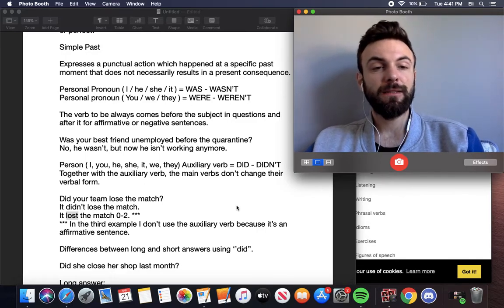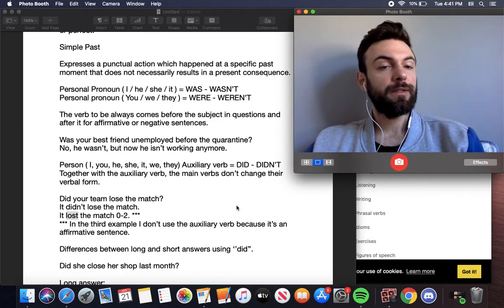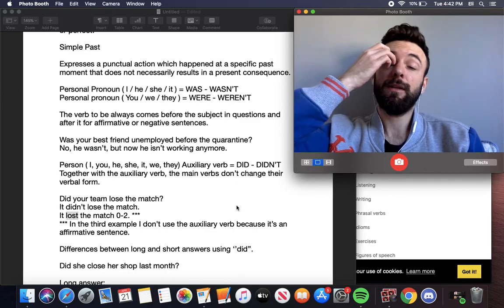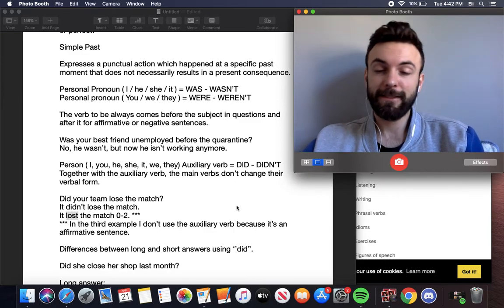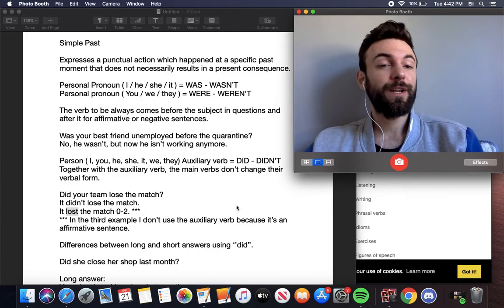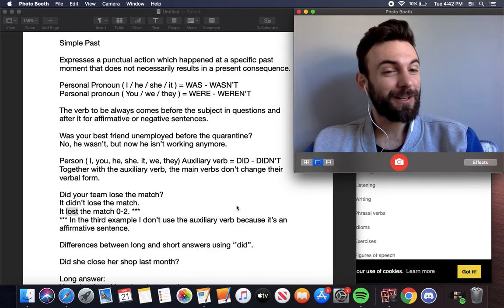Sound T. Normally when it's a regular verb finishing in a silent consonant sound, we pronounce it with the sound of T at the end. So work, instead of pronouncing worked, we pronounce worked, right?